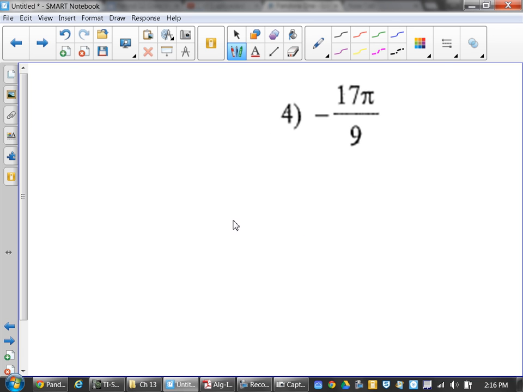All right, negative 17 pi over 9. It's almost 2 pi. Do you agree? Yeah. 2 pi would be 18 over 9. When you are negative, you're going the other direction. Coming over here, and how much pi is left? How much pi is left? Not enough. Not enough, exactly.